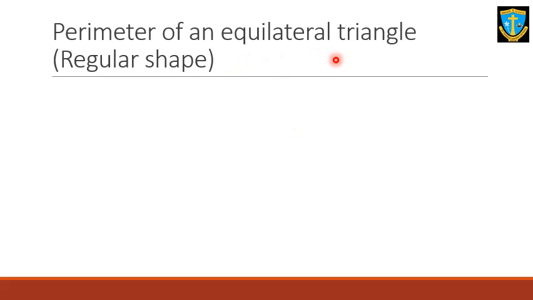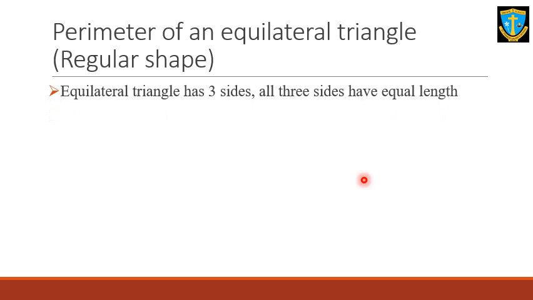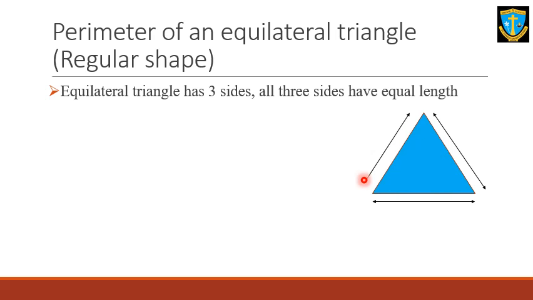Perimeter of an equilateral triangle. Equilateral. Equi means equal. Lateral means side. Equal-sided triangle. This is another triangle. It is a regular shape, not like the scalene. Here in the equilateral triangle, it has three sides and all three sides have the equal length. Very important. So this one is an equilateral triangle. All sides measure the same.